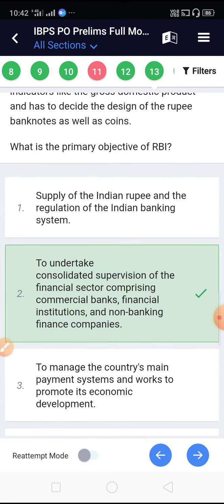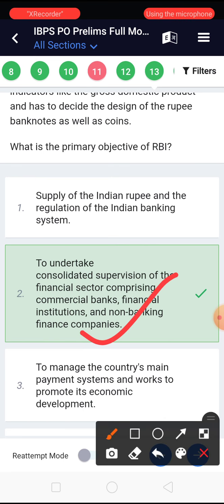क्वेश्चन पढ़ते हैं. The primary objective of the RBI is to undertake consolidated supervision of the financial sector comprising commercial banks, financial institutions, non-banking finance companies. सही है.